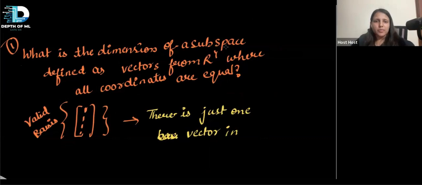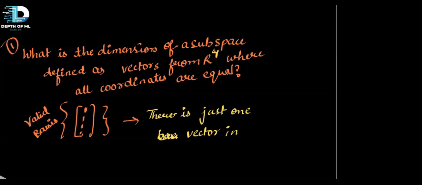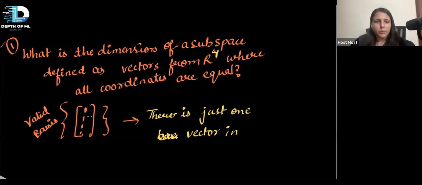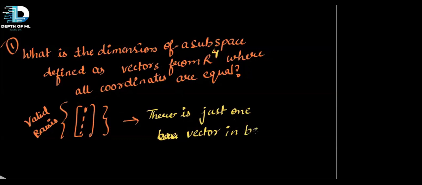What is the dimension of the subspace defined as vectors from R4 where all coordinates are equal? For this case, it will be 1, right? Because the basis contains only one vector. We saw it before, right? There is just one linearly independent vector here.